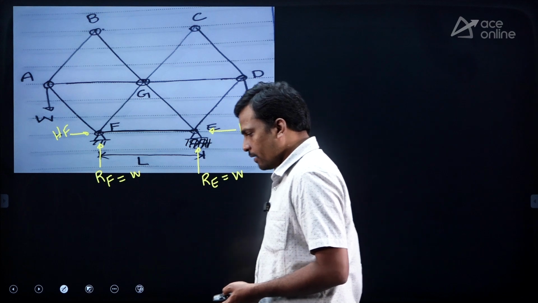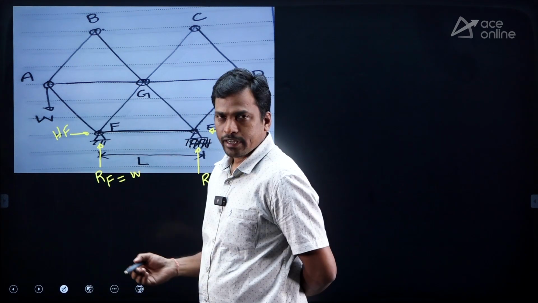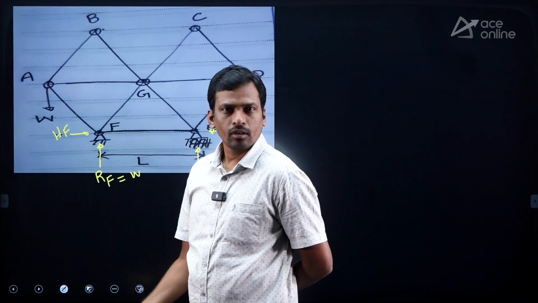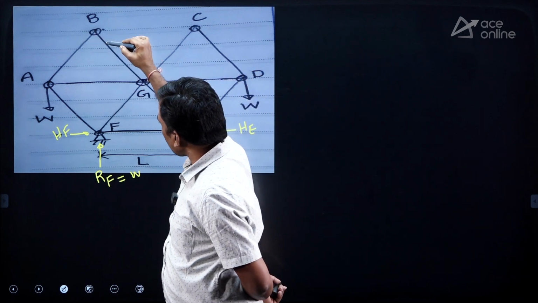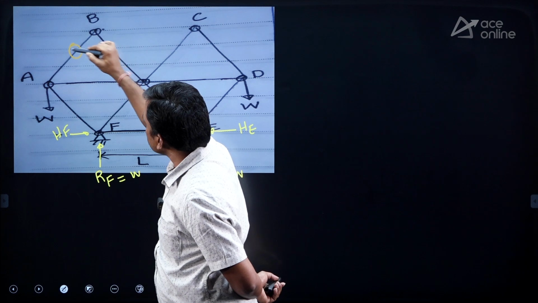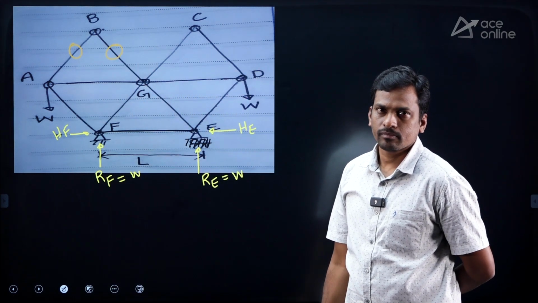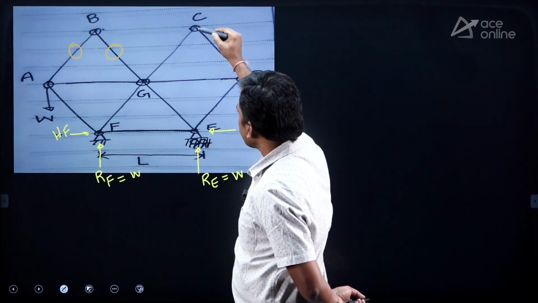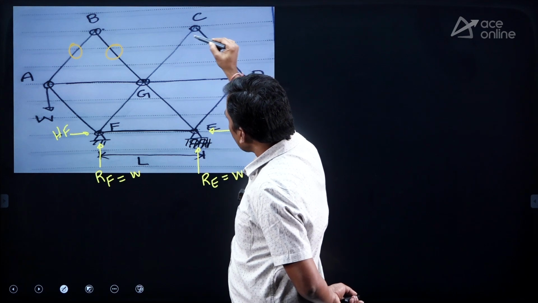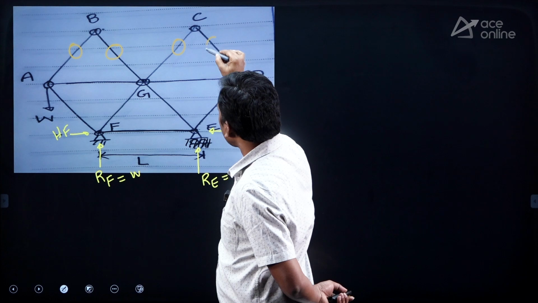So in option A, the given number of zero force members is 7, right? Second shortcut I gave: at joint B, how many members are meeting? 2, right? Are these 2 on the same line or different lines? These 2 are on different lines. Then force in both the members is 0. Second shortcut, just now explained. Similarly, at joint C, how many members are meeting? 2. And are these 2 on the same line or different lines? Different lines. Then force in both the members is 0.